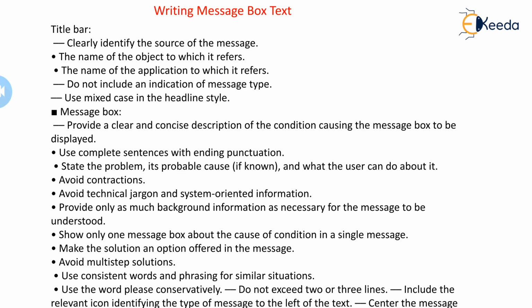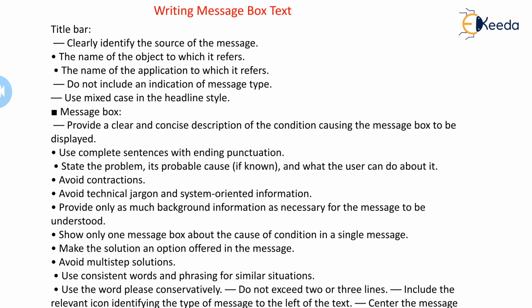This may be the name of the object to which it refers or the name of the application to which it refers. Now, a clear title is particularly important in the Windows multitasking environment because message boxes that appear might not always be the result of current user interaction. In addition, because objects supported by different applications can be embedded in the same document, different application code may be running. Then next you have the message box text.